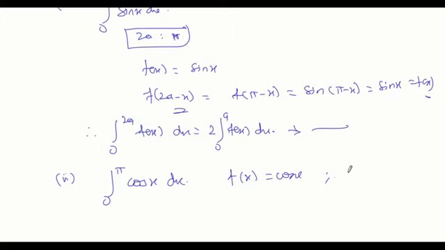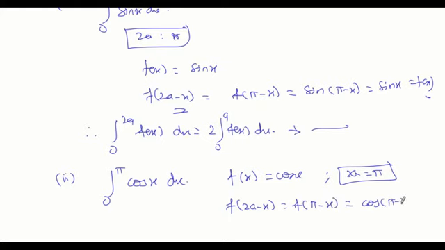Okay, then 2a is equal to pi over here. Now I am going to apply 2a minus x, that means f of pi minus x. What is it? Cos of pi minus x. It is minus cos x, which is nothing but minus f of x. Children, I am getting this.